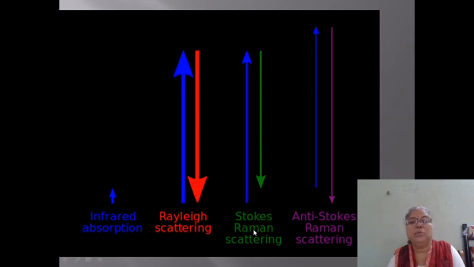Here it is Stokes or Raman scattering. Here the incident radiation has a greater frequency than the scattered radiation with less frequency, and here the scattered radiation has greater frequency than the incident, and the difference between the frequency of scattered radiation and incident radiation is called Raman shift.